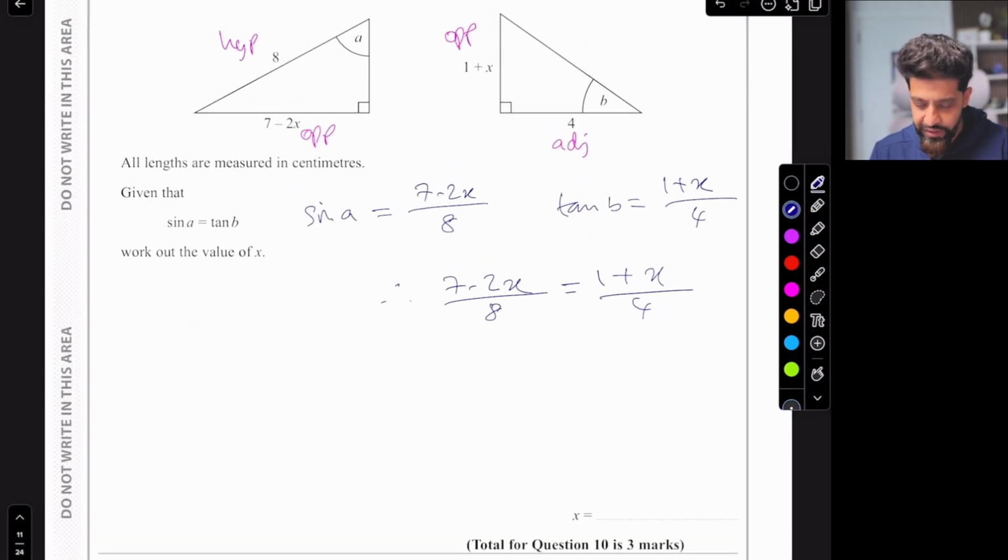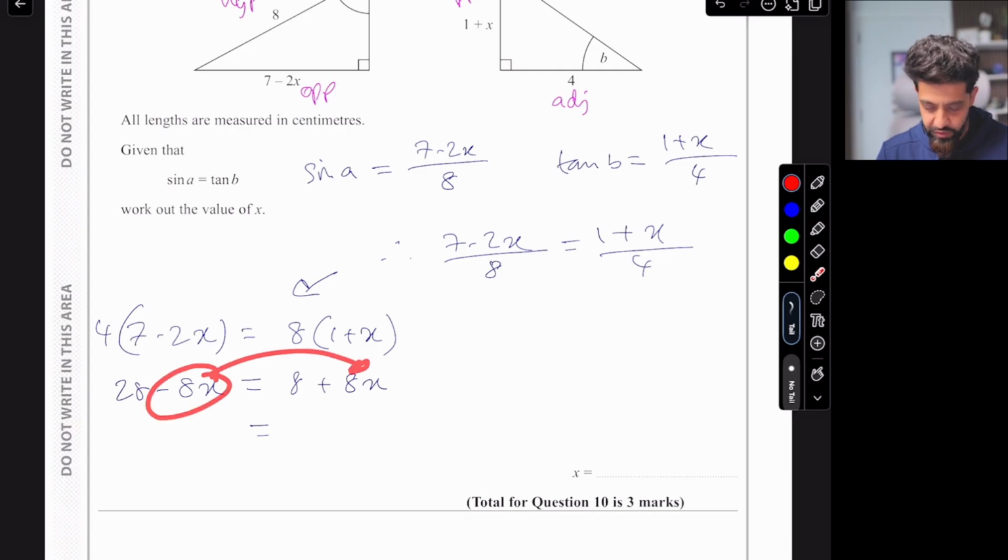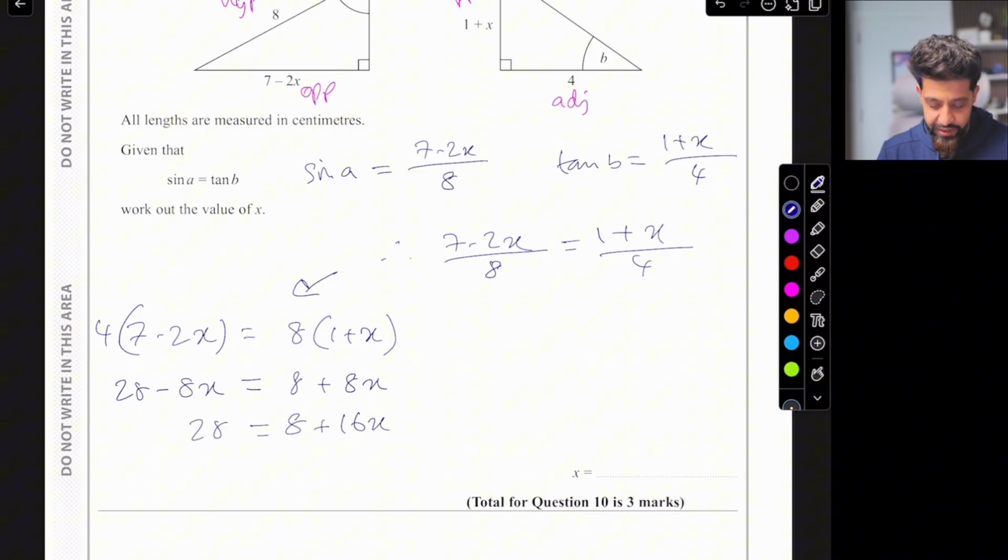Cross multiply this and find the value of x. Let's do it down here. So 7 minus 2x times by 4 is equal to 8 times 1 plus x. 4 times 7 is 28 minus 8x. 8 plus 8x, take the x's to one side. So take this minus 8x over to that side by adding. And we get 8 plus 16x is equal to 28 there. Take the 8 away from both sides.